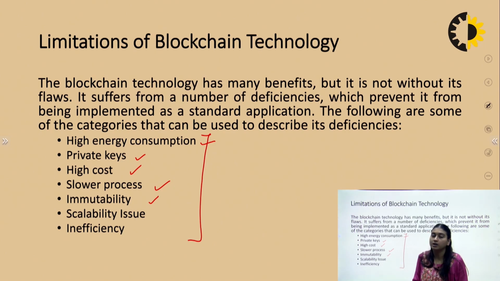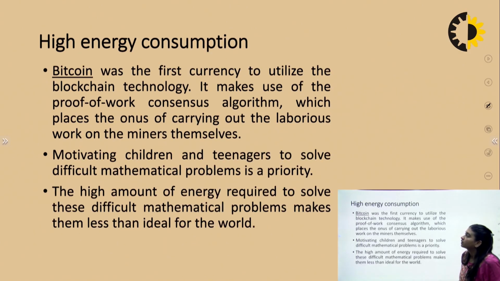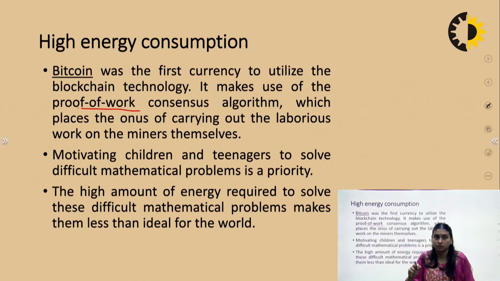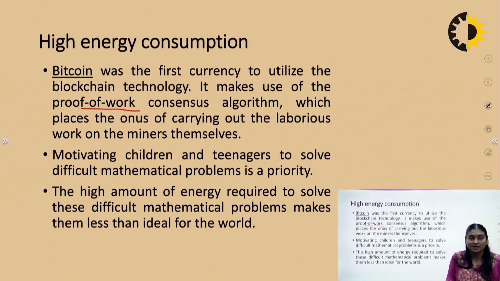Immutability. Immutability is the core feature of blockchain, and it is also an advantage. Simultaneously, some of the features we can use interchangeably, like they can be categorized into the advantage or disadvantage also. So scalability issue, and the last is inefficiency. Okay. So the very first one is high energy consumption. Bitcoin was the first currency to utilize the blockchain technology, and it makes use of the proof of work consensus algorithm. It is the name of the consensus algorithm, and it is the very first algorithm which we will study under the consensus.